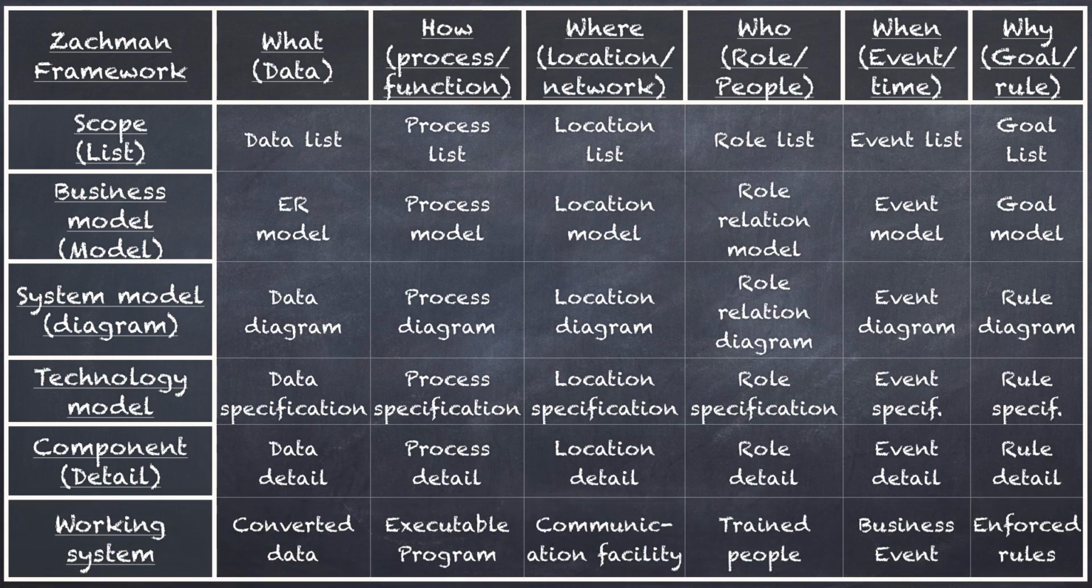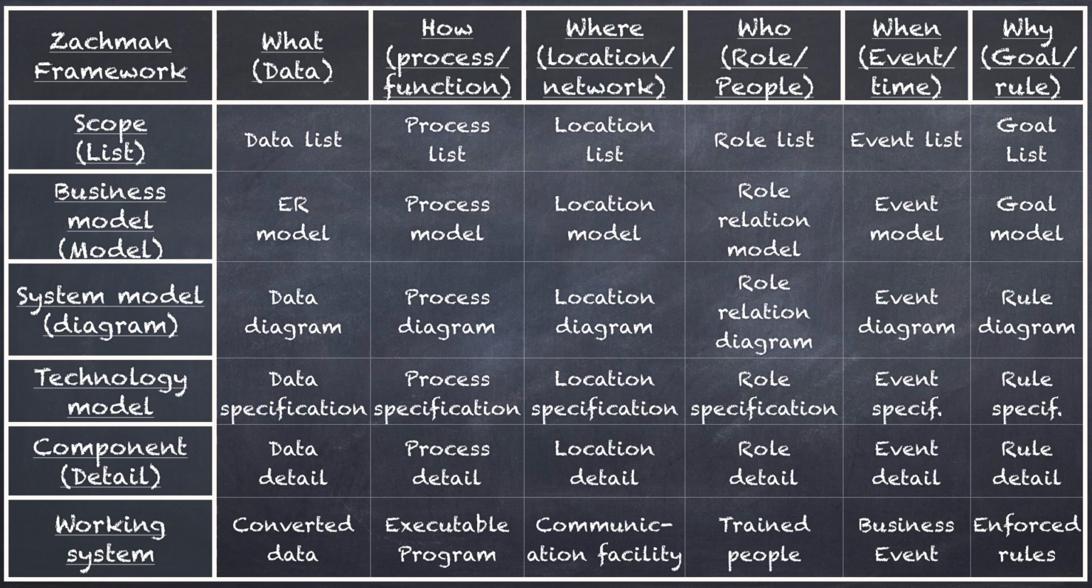Now the last row will be different because it is a working system, the whole completed system that we get at last after getting the answers to all the questions. Here we get converted data. What do we get? Converted data. How do we get it? By executable programs. Where, or the network, so communication facility. Then who, the role or people, trained people, who will be performing on the system. Then when, so business event. And then why, enforced rule. In this trick you have to remember just this row. Go through it thoroughly and you will remember it easily. Just ask yourself these WH questions and answer them for the working system, and you will remember it easily.